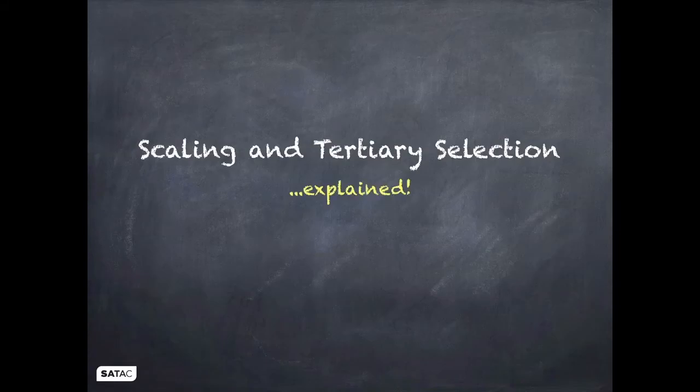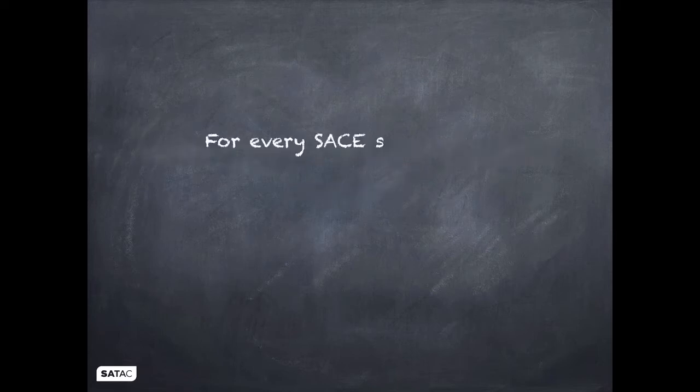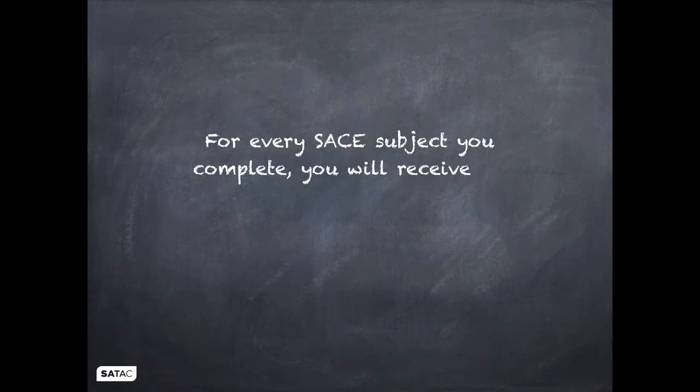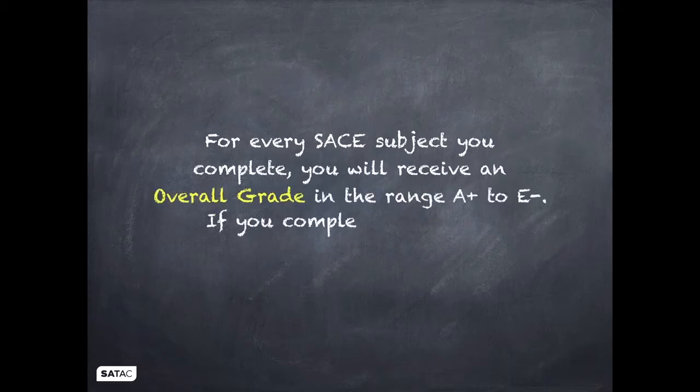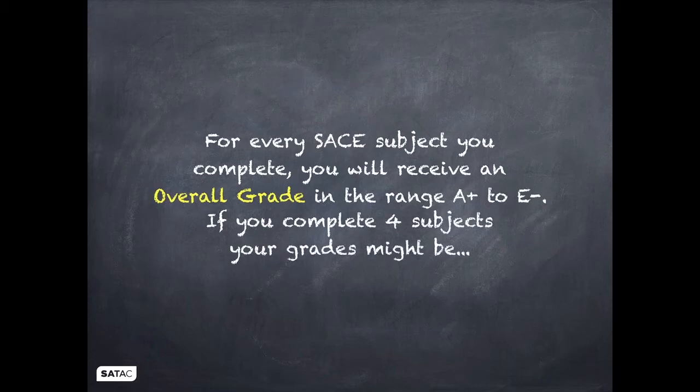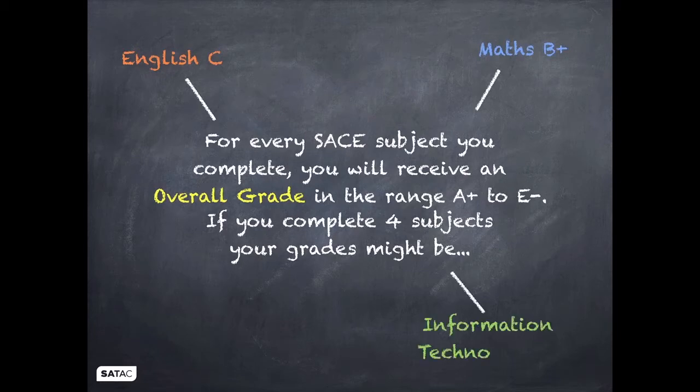Scaling is the process by which SATAC adjusts the scores you get for your SACE subjects to give a clearer picture of your overall SACE achievement relative to other SACE students. For every SACE subject you complete, you will receive an overall grade in the range A+ to E-. You might, for example, receive a C for English, a B+ for Maths, a B for Information Technology, and a C for Chemistry.